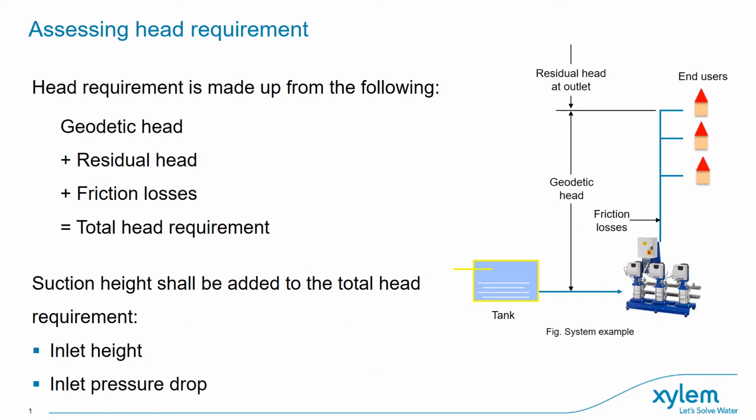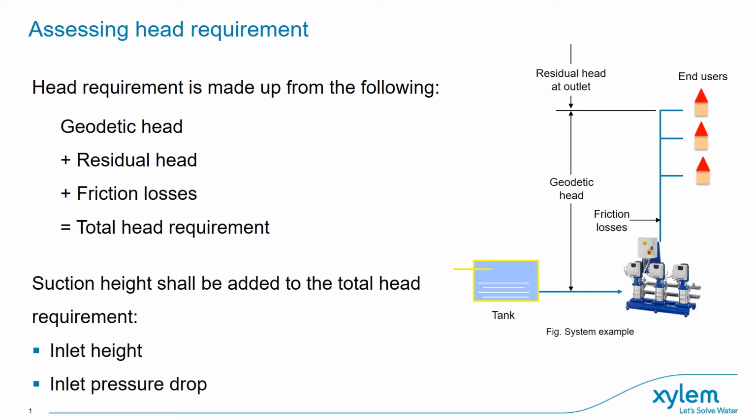First, we need to assess the total head requirement of the package. So we need to calculate what we call the geodetic head, which is the residual head at the discharge point, plus the friction losses through the pipework. We have to calculate this to the final point of discharge of the water to ensure that we get the correct pressure and flow at the furthest point from the pumps.